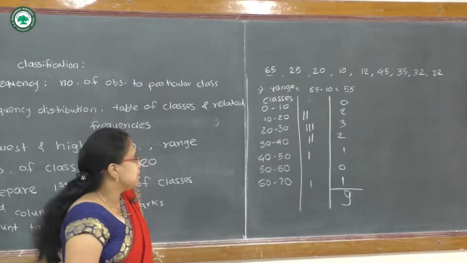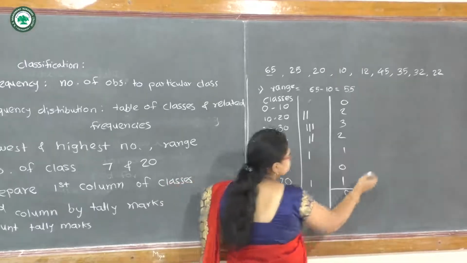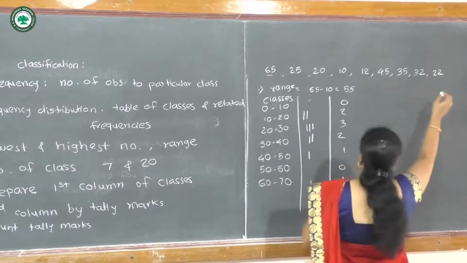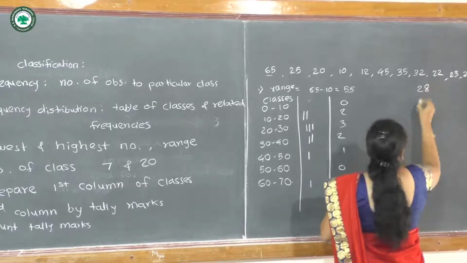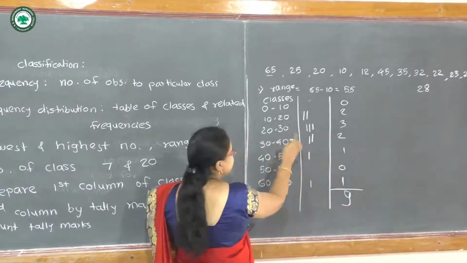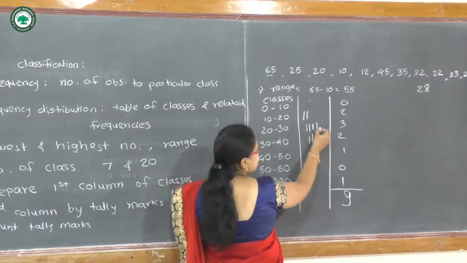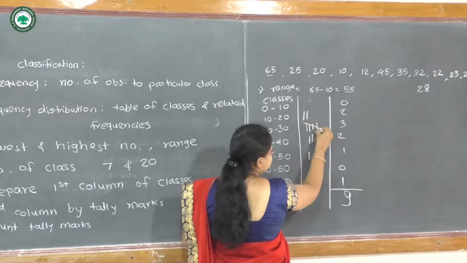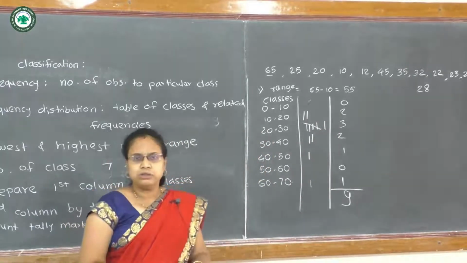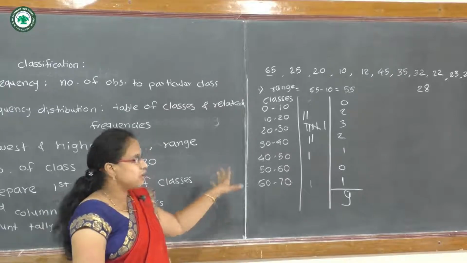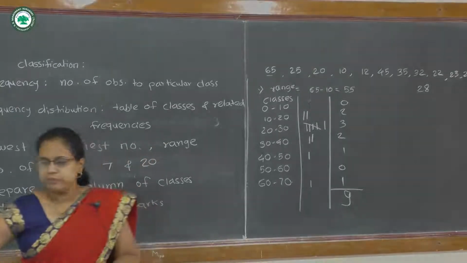And suppose the numbers are 23, 24, 28, so we have to put the tally marks here. After having the fourth tally mark, we have to make a cross and then the next. So this is the method, we all know that. So this is the frequency distribution table for the given data.